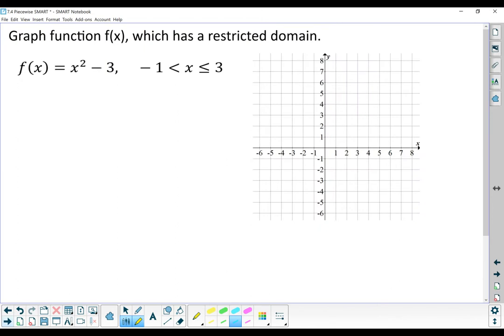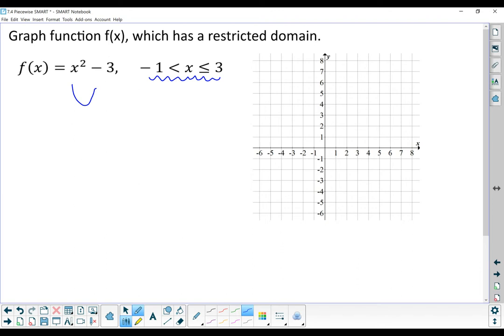So we're going to start by just graphing a piece of a function. We've got the function f of x equals x squared minus 3. We see a power 2 in that function, so we know it's going to be a parabola, a U-shaped function. But we have this little restriction on our x values. This function is only valid, or has a domain, from -1 to 3. So we're just going to graph a piece of this parabola.